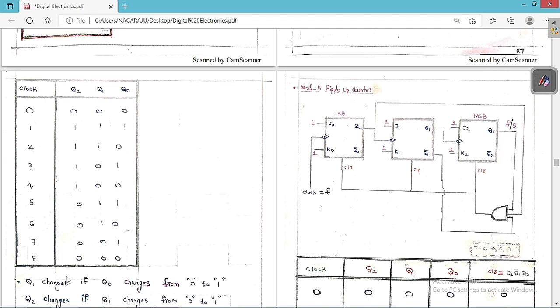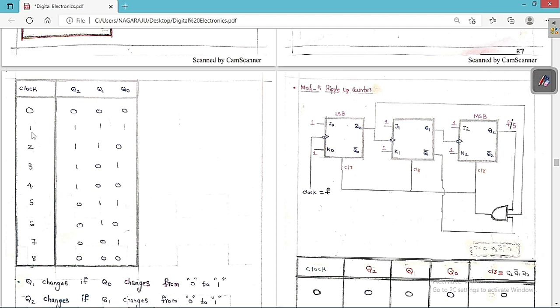As I already told you, Q1 changes when Q0 changes from 0 to 1, and Q2 changes when Q1 changes from 0 to 1. So same thing I have written. Now with the help of this concept, we are going to draw this tabular format. Initially I am going to assume all are 0.